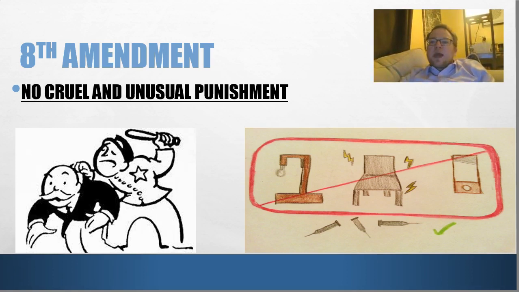The problem here is what happens with the death penalty. Is that cruel and unusual punishment? The courts, for the most part, have said it's not, as long as it's done within a reasonable time frame.